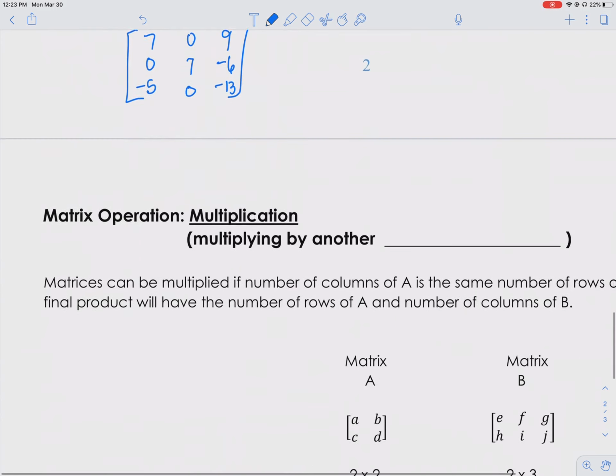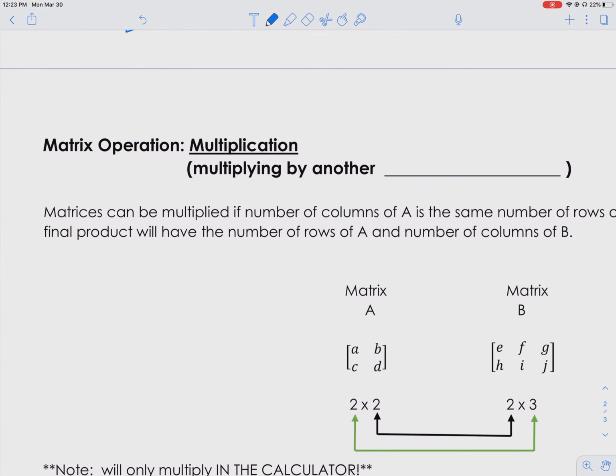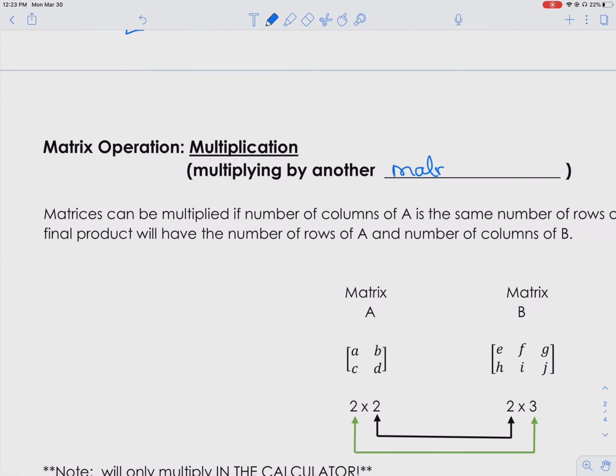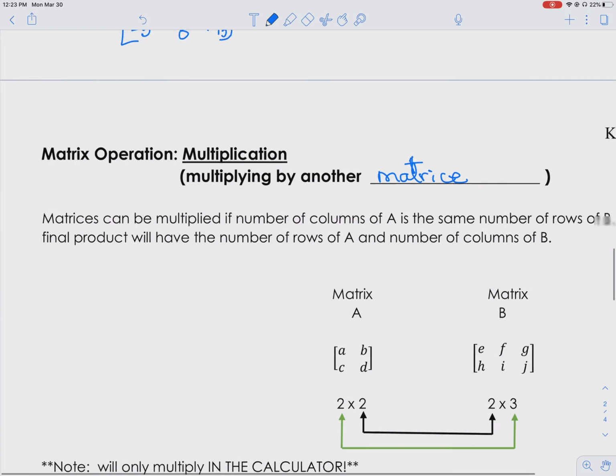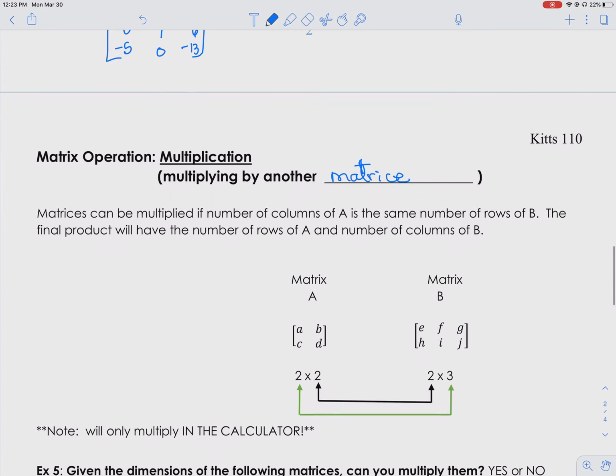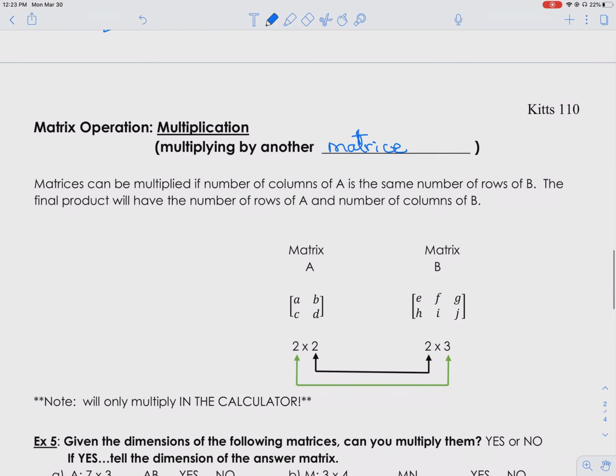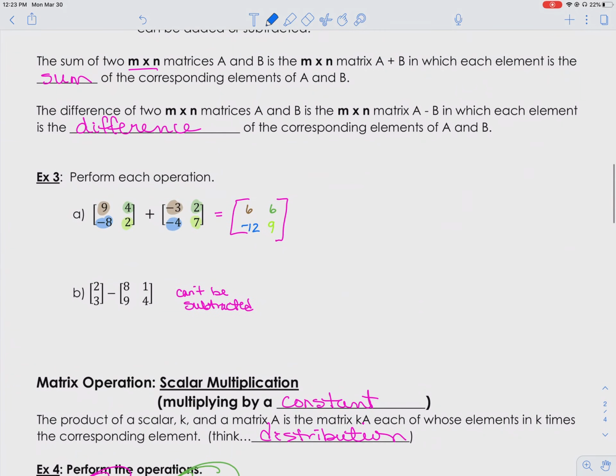Now, to do matrix multiplication, that's multiplying by another matrix. So you're going to multiply two matrices together. Okay, now here is the key. When you multiply them together, two things have got to match, or you can't do it. Just like over here, we couldn't do this one.